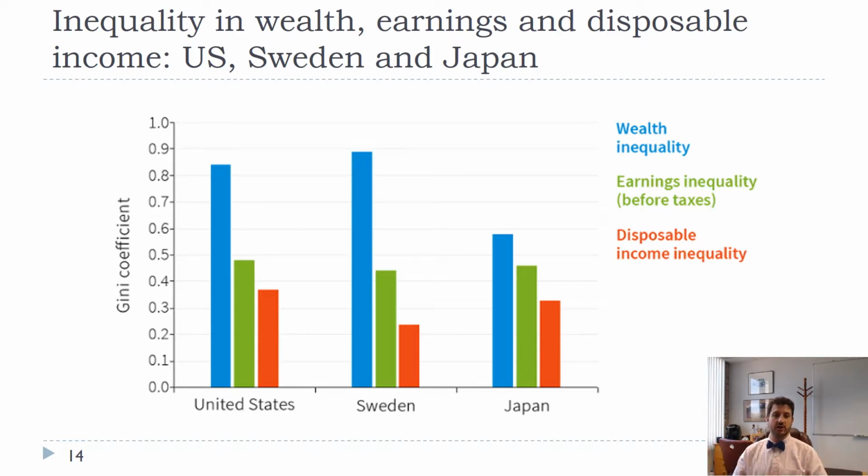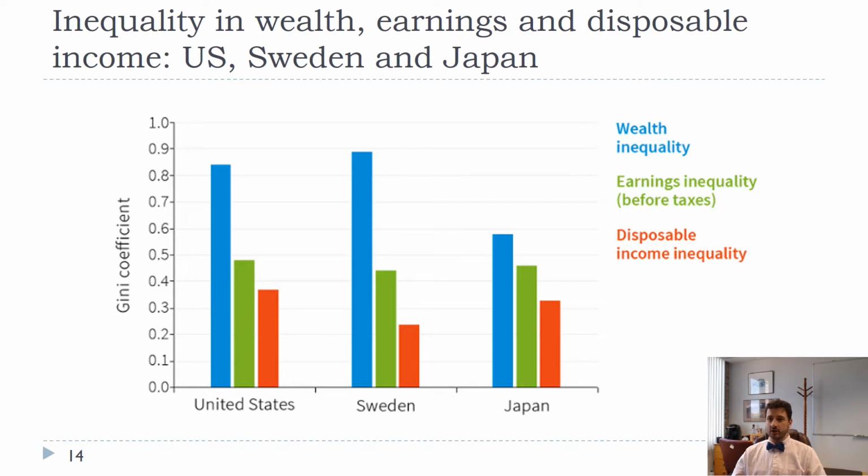So here we have just three countries, right? We have the United States, which people often talk about as being much less equal, Sweden, where people talk about it being a more equal country, and Japan, which also has a reputation for being more equal. And you can see that for wealth inequality, Sweden is actually even more unequal than the United States. So this is the Gini coefficient for wealth. You can see it's over 0.8 for the United States and almost 0.9 for Sweden. Whereas for Japan, it's actually less than 0.6. That's pretty relatively equal when we look at wealth inequality.